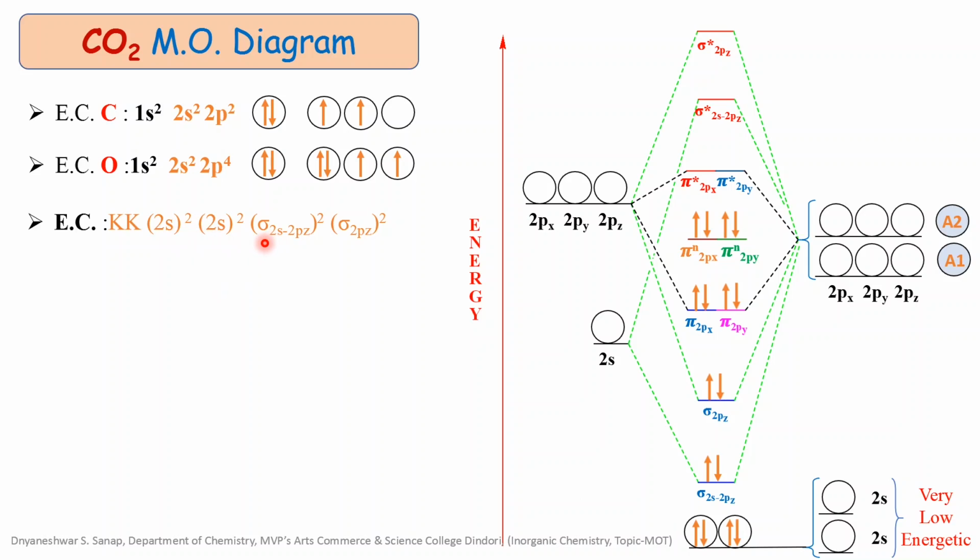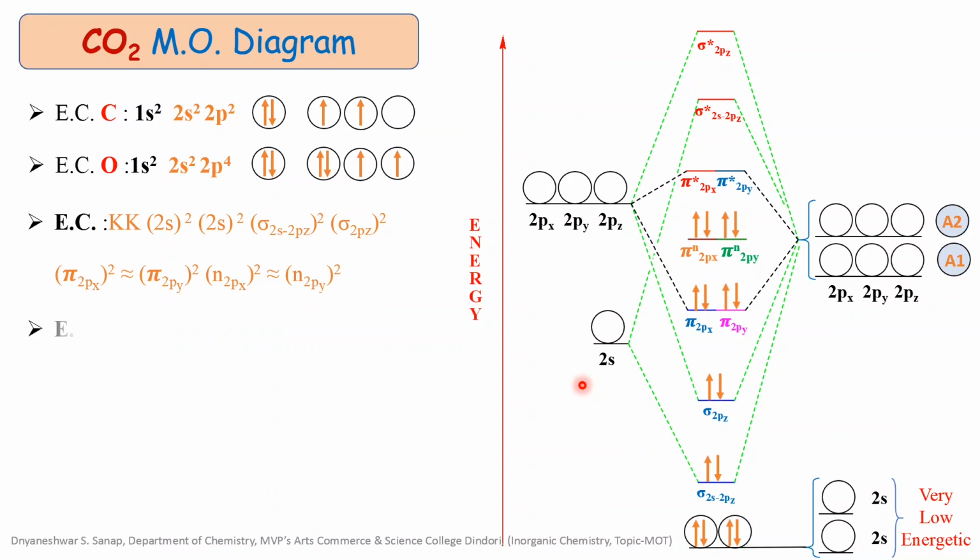This writing of the 2s atomic orbital is not compulsory. You can write sigma 2s 2pz raised to 2 directly. After that, sigma 2pz raised to 2. After that, pi 2px and pi 2py, which are degenerate in energy, and the number of electrons in them is written in parentheses. After that, pi non-bonding 2px raised to 2 and pi non-bonding 2py raised to 2. That is, the electronic configuration is KK 2s2 2s2 sigma 2s 2pz raised to 2, sigma 2pz raised to 2, pi 2px raised to 2 is degenerate with pi 2py raised to 2, pi non-bonding 2px raised to 2 is degenerate with pi non-bonding 2py raised to 2.